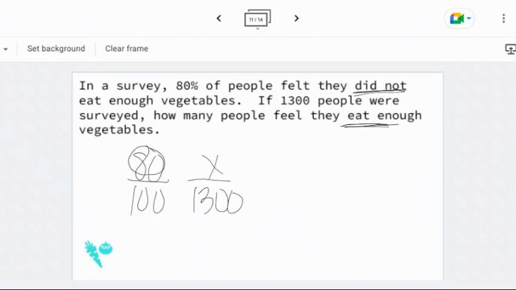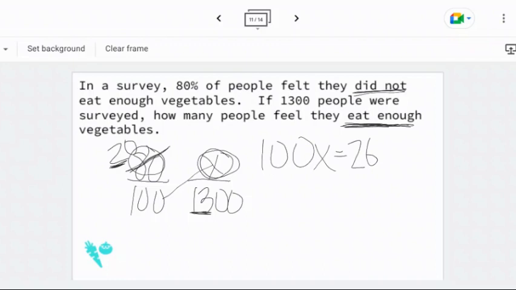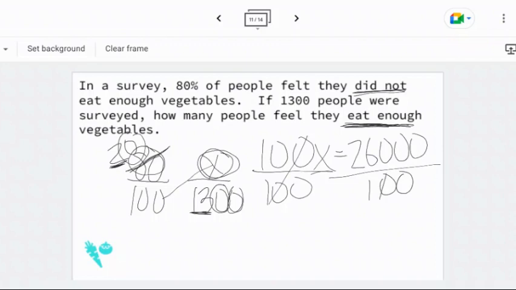So if 80% felt like they did not eat enough, then what's the other percent that felt like they ate enough? Well, 80 and 20 make 100. So now 20% feel like they ate enough, and this answer is going to give me those who ate enough vegetables. So cross multiply. 100 times x, 100x, equals 20 times 13. So let's do 2 times 13, which is 26. Now be careful, you've got a lot of zeros. 1, 2, 3. So 1, 2, 3. Divide by 100. Divide by 100. Take 2 off. Take 2 off. 260 over 1 is 260.